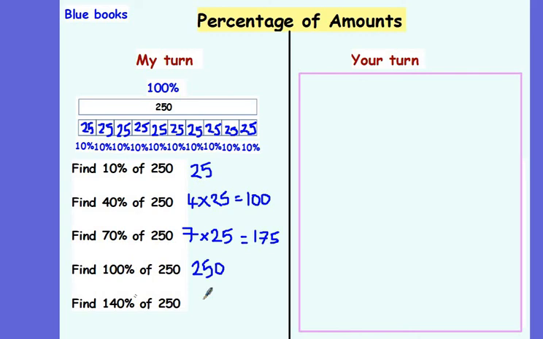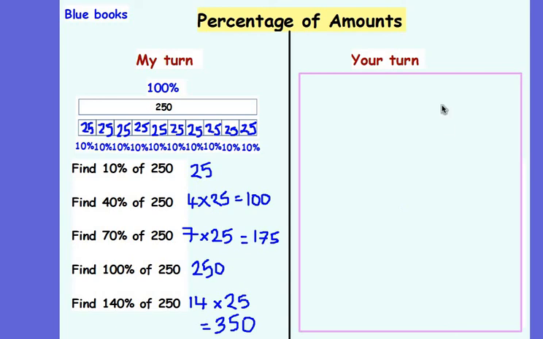And to work out 140%, I need to do 14 times 25, which will give me what, Adam? 250 plus the 4 times 25, which is 350. Over to you, Year 7.